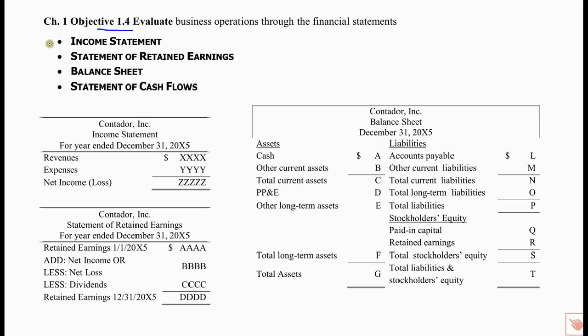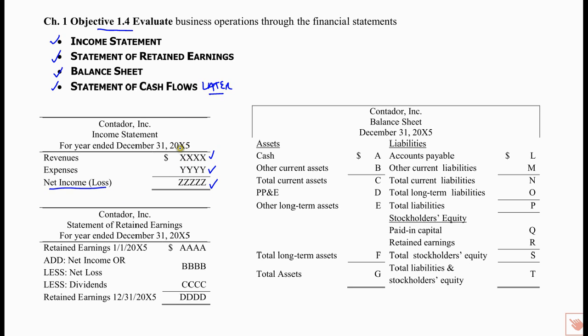The four primary financial statements are the income statement, statement of retained earnings, balance sheet, and the statement of cash flows. The statement of cash flows we're going to address later. We just mention it now for the sake of completeness. So the income statement presents revenues, expenses, and net income. Here's a very simple statement with just revenues, expenses, and net income or net loss. You're either going to have net income or net loss, and if there is a loss, you'd put it in parentheses.